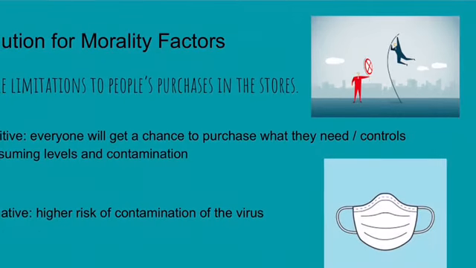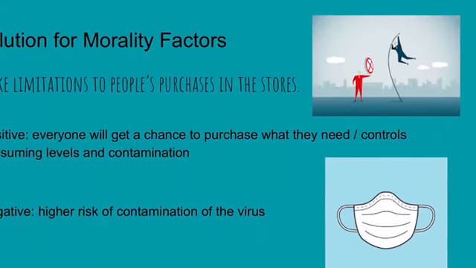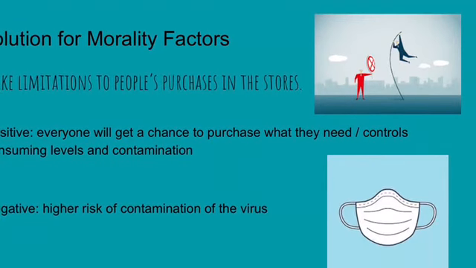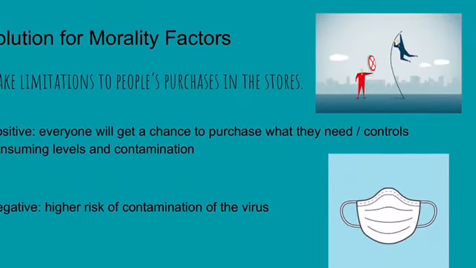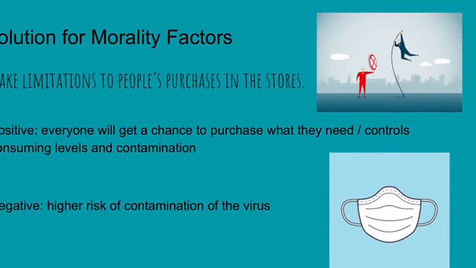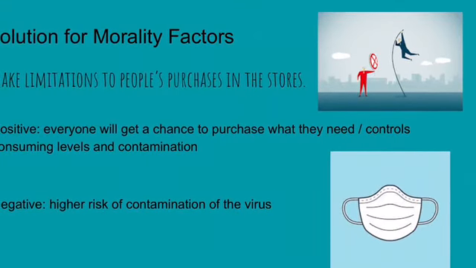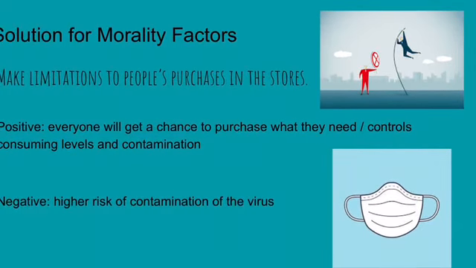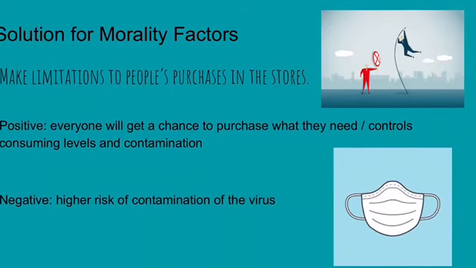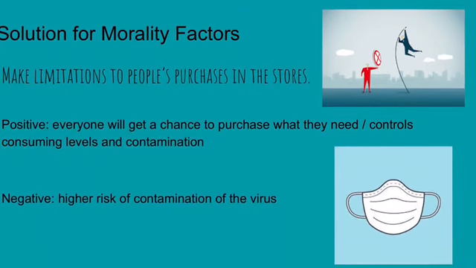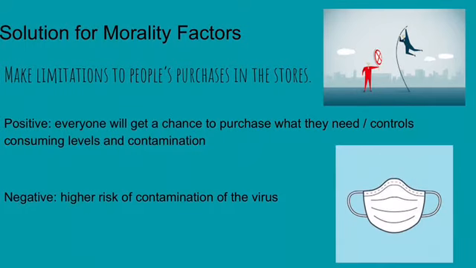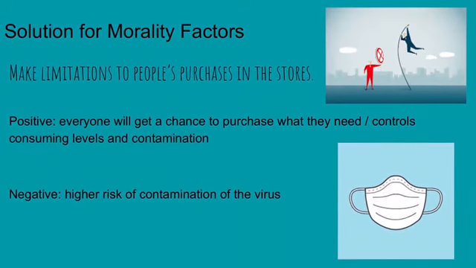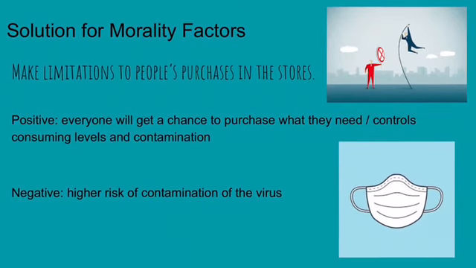One solution that I created for the morality factors is to make limitations on people's purchases in the stores. This can be helpful since one positive aspect of the solution is that everyone will get a chance to purchase what they need, and also we can control the consuming levels of each family, and this will decrease the contamination around the world. But one negative aspect is that there's a higher risk of contamination of the virus since people are gonna need to go to the stores more often to get the resources that they couldn't get the first time they went.